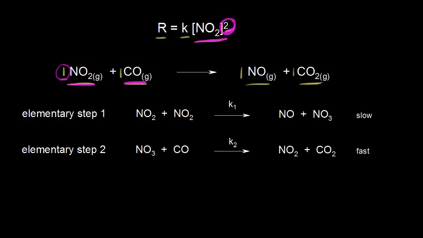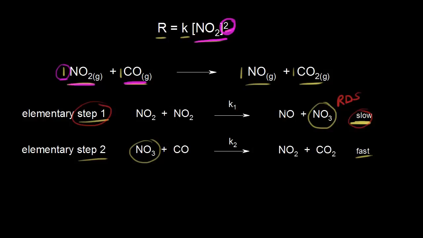Let's look at the mechanism and see if we can understand or explain the experimental rate law. In step 1 of the mechanism, we formed our intermediate, which was NO3. And it turns out this is the slow step of the mechanism. In the second step of the mechanism, we took our intermediate NO3 and we formed another product over here. This is the fast step of the mechanism. And the slow step of the mechanism is called the rate determining step. So step 1 here of our mechanism is the rate determining step.